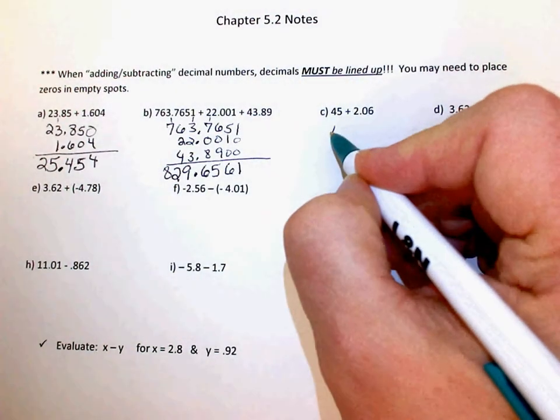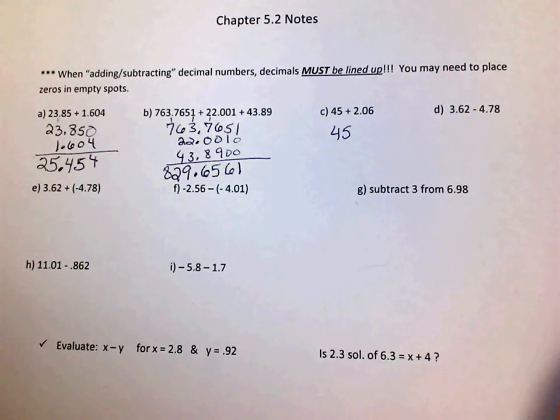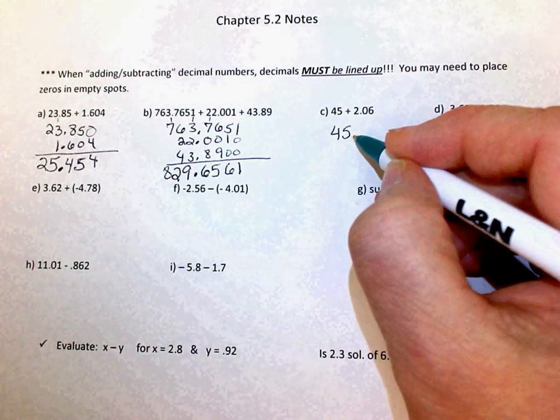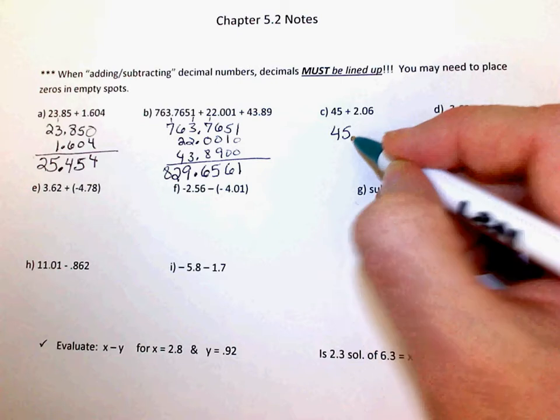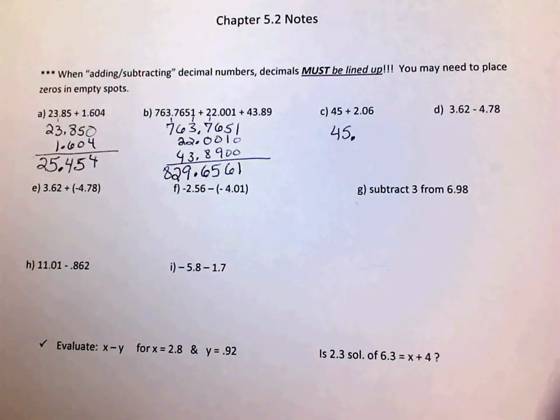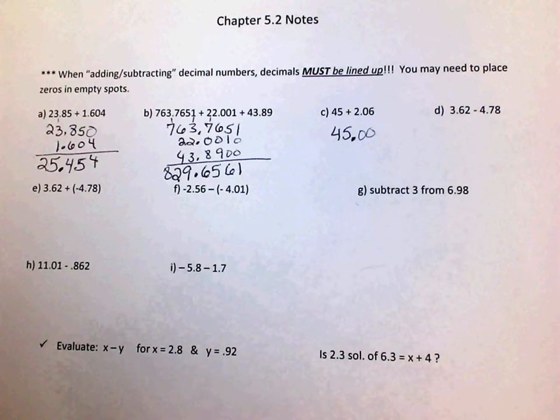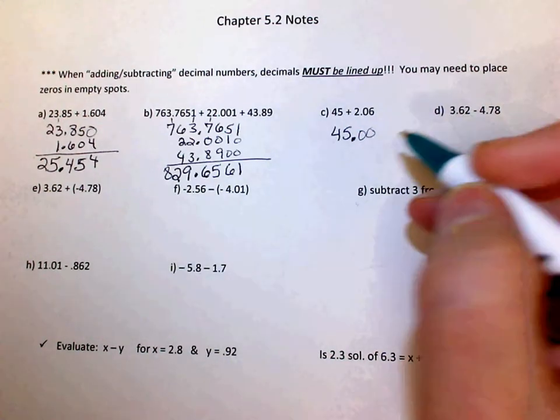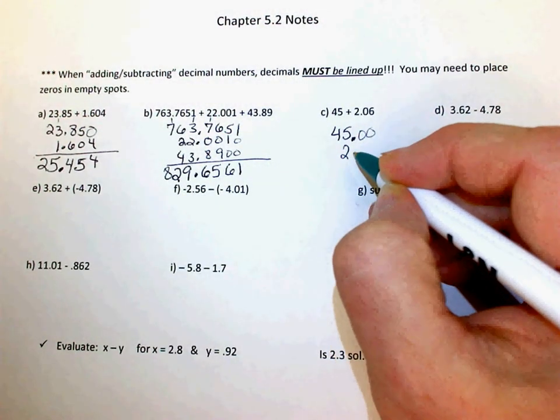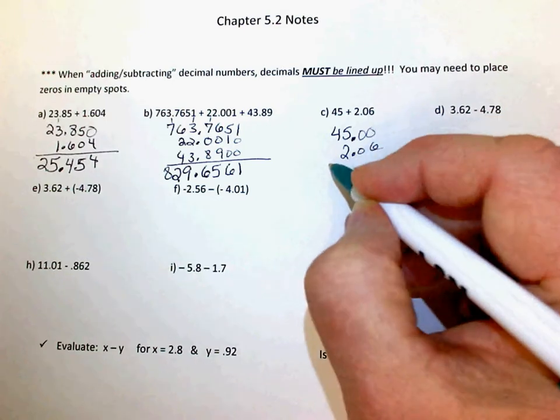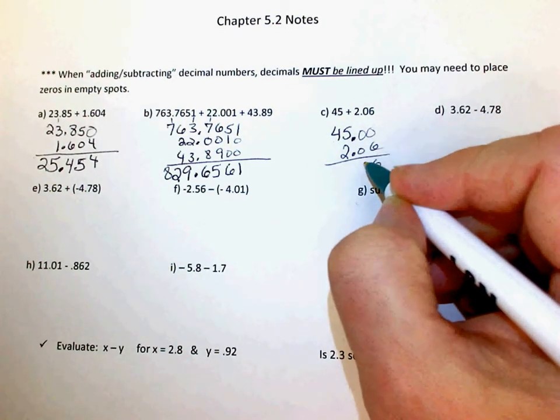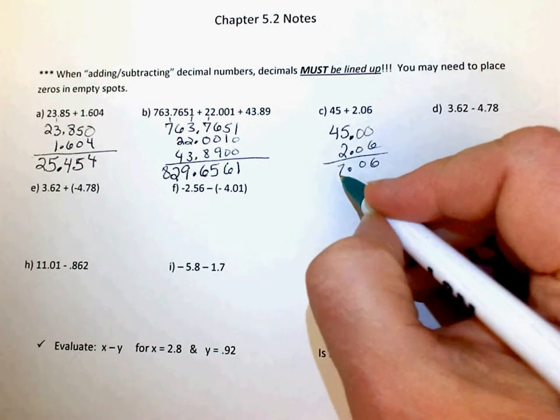And then 45. Where's my decimal? I don't see one. Does it go here? No. 0.45 is not the same thing as 45. So the decimal goes after a number that has no decimal. It's an implied decimal place. So 45.00, and we're going to add under that 2.06. So 6, 0, and 7, and 4.